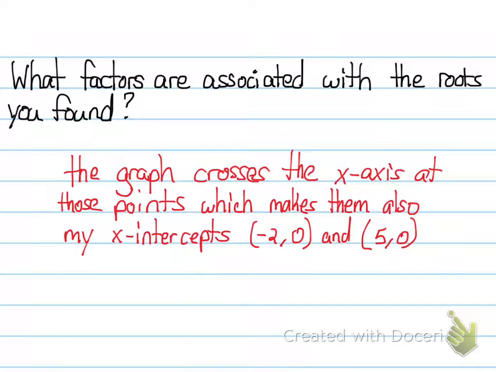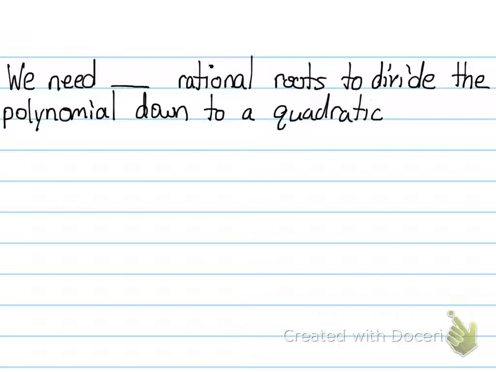What factors are associated with the roots that you found? Just like I said, the graph crosses the x-axis at those points, which makes them my x-intercepts, (-2, 0) and (5, 0). We need blank rational roots to divide the polynomial down to a quadratic.